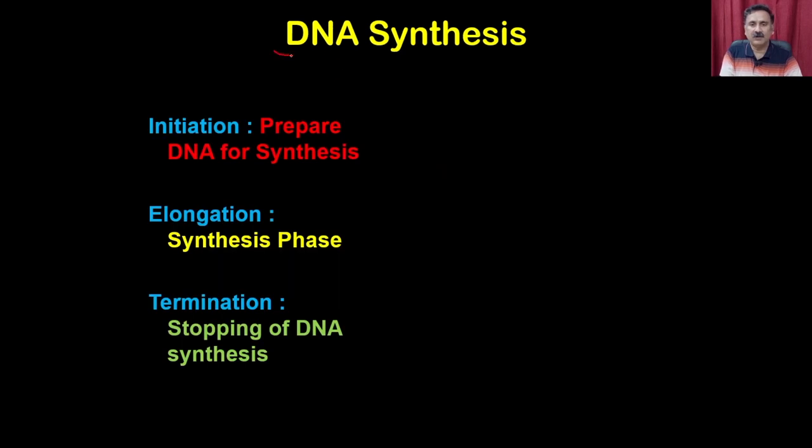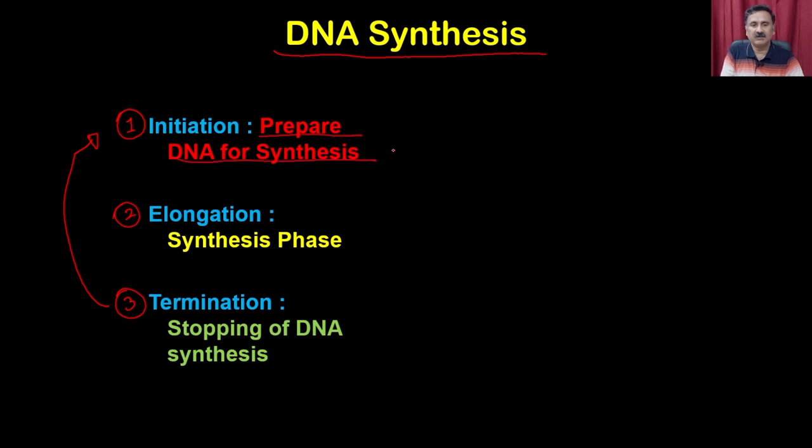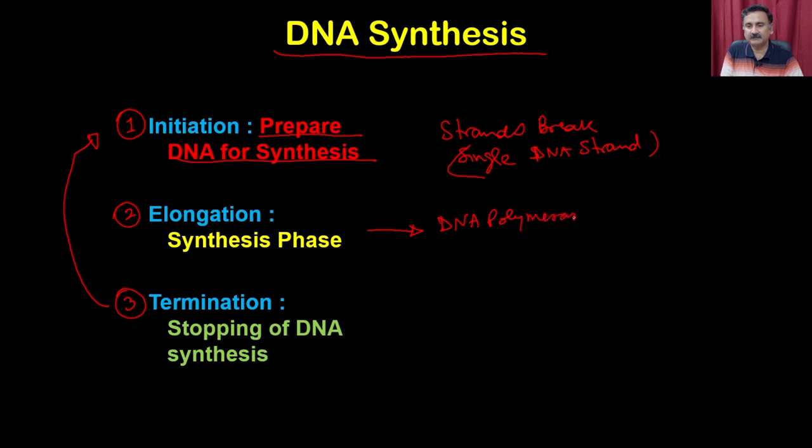So ideally, if you want to do DNA synthesis under in vitro conditions, you are going to perform these three steps in a repeated manner, right? After this termination, you are again going to do this, and then again like this. So you have to do this in a cyclic manner. In initiation, you are going to prepare the DNA for synthesis, which means you are going to break these strands so that you get the single DNA strands. In step one, you bring the single DNA strands. Then you bring the DNA polymerase, and it is going to start the synthesis. And in step three, you are going to stop the DNA synthesis, okay?